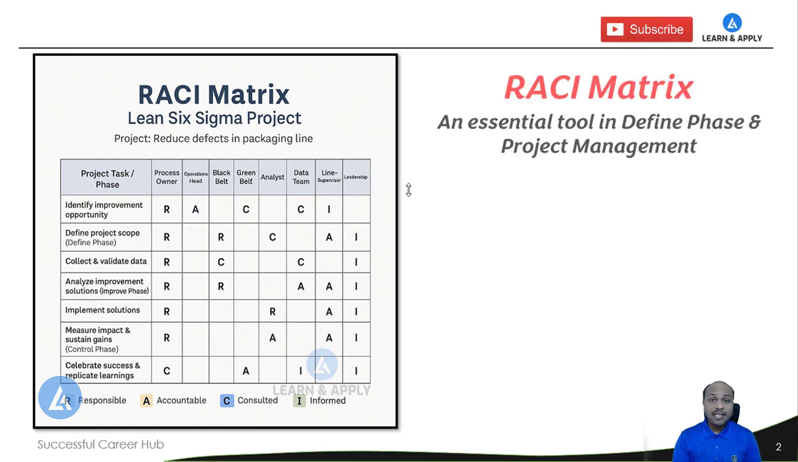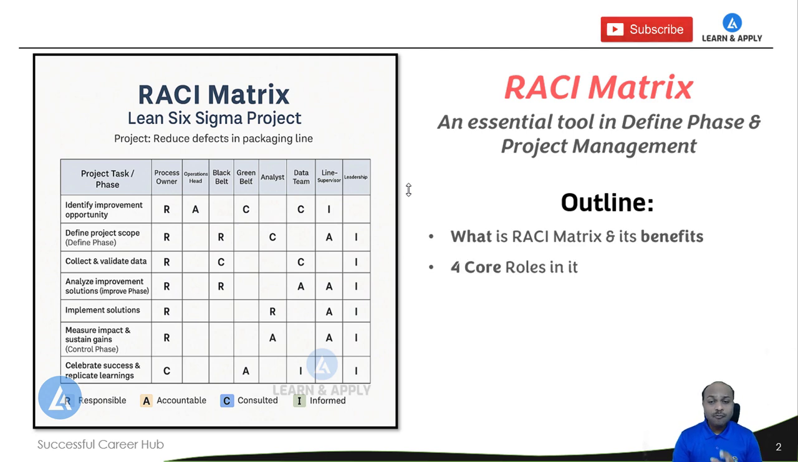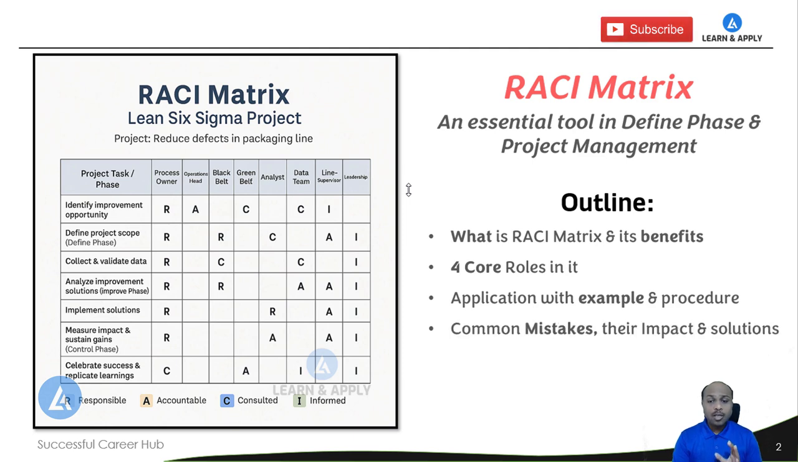RACI matrix, as I said, is an essential tool in the define phase as well as in project management. To learn this RACI matrix effectively and practically, we are going to follow this outline. First, we are going to understand what is RACI matrix and what are its benefits. What are the four core roles in it? We will also see application of RACI matrix with example and what is a detailed procedure to create it. What are the common mistakes made by professionals during creation of this RACI matrix? What is their impact and what are the solutions to them?